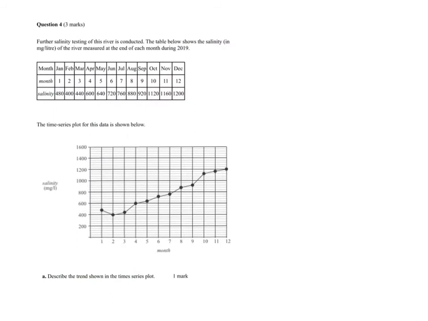All right, further salinity testing of the river is conducted. The table below shows the salinity of the river measured at the end of each month during 2019. Describe the trend shown in the time series plot. So I would say that overall it's just a general upward trend. Can't see any really. So I would just say a general upward trend with maybe random variation.